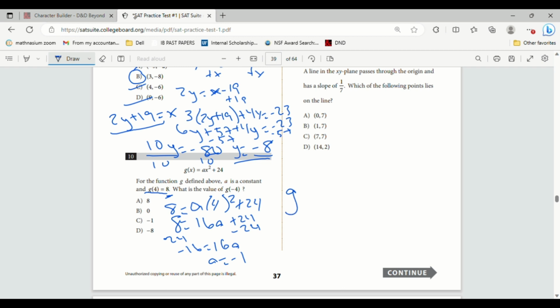So now we're trying to figure out what g of negative 4 equals. So we're going to plug in negative 4 for x, and so we have negative 1, because of a, times negative 4 squared plus 24, right? We're plugging in negative 4, so negative 4 squared is positive 16, but then times the negative 1 on the outside means negative 16 plus 24. That equals a positive 8. And so the answer to 10 is A.